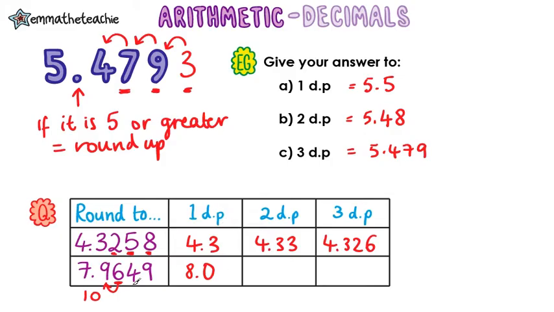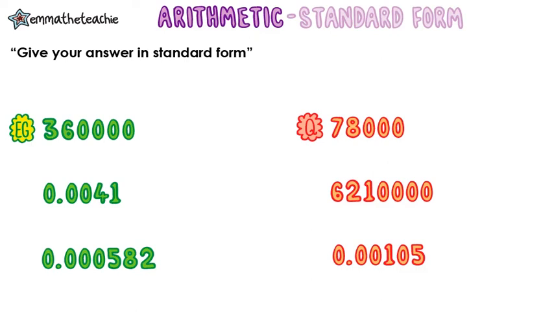Okay, to 2 decimal points then, we look at the 4, that's less than 5, so it's not going to do anything to the 6, so it's just 7.96. And to 3 decimal points, we've got a 9, so that makes the 4 round up to a 5. 7.965.